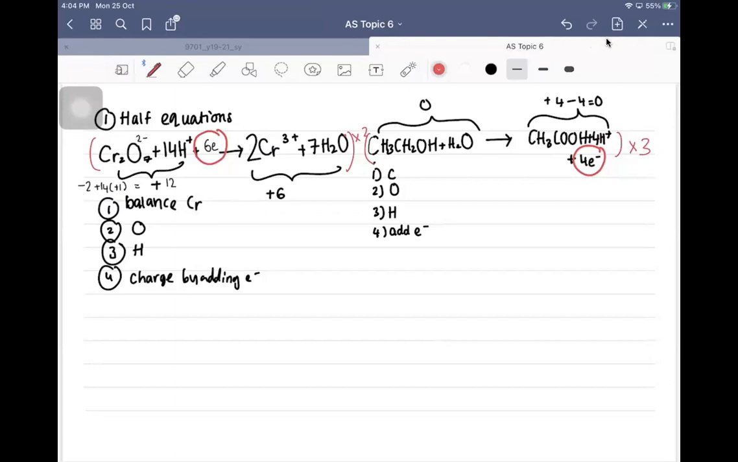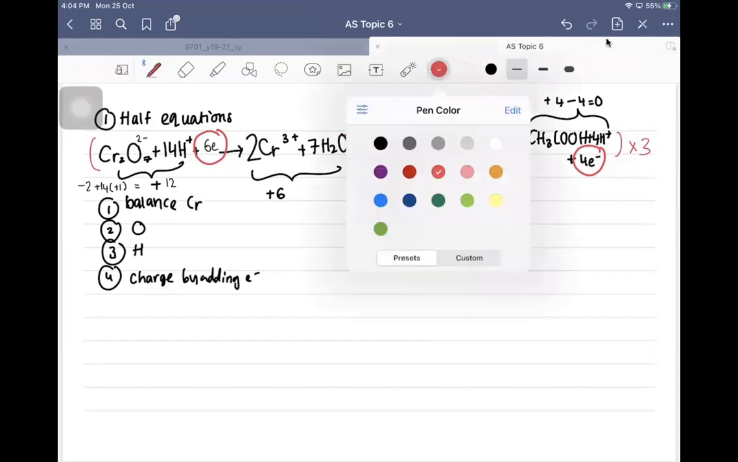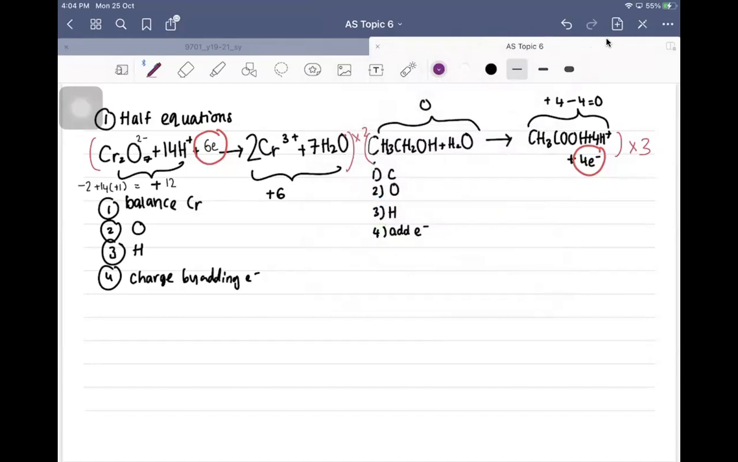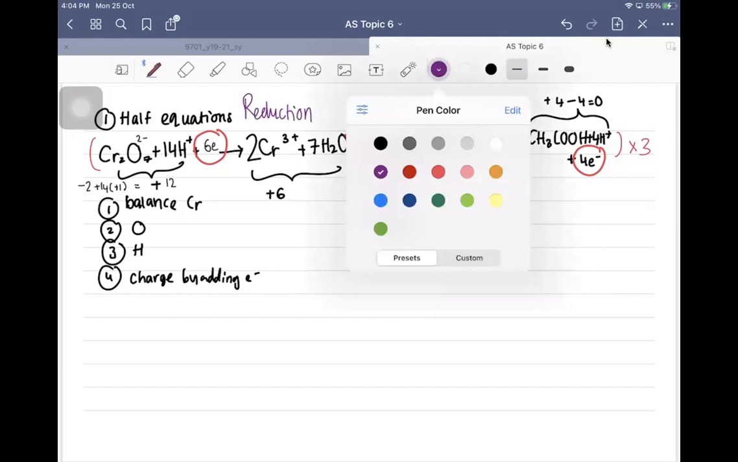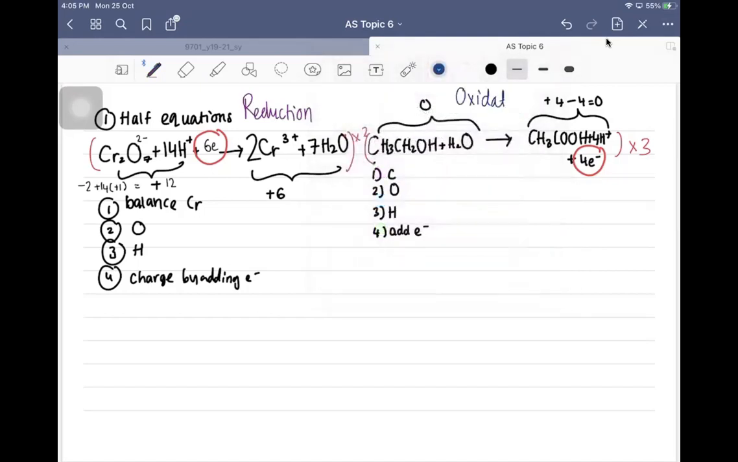So if we multiply, just check again that all your atoms, carbon, oxygen, hydrogen, chromium for the other equation, and then also your charge. It's most important, okay? After you balance your charge, you multiply them so that the number of electrons match. The equation on the left is representing reduction because you gain electrons, and the equation on the right is oxidation because you lose electrons. So when we combine reduction and oxidation, combine half equations, this is where we get redox. Okay, so redox reaction. But make sure that the number of electrons are the same first.